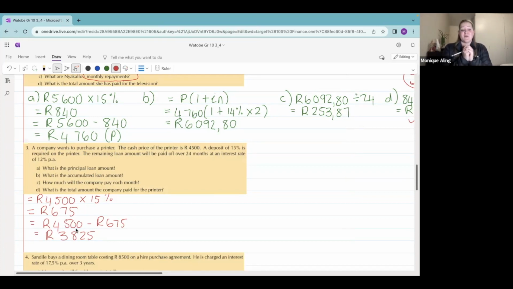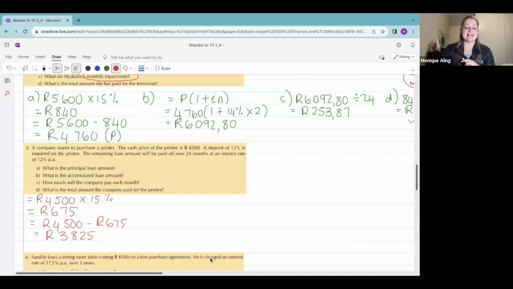Okay, so for A, we've just got the principal amount. Thank you, Namisile. Now that means we can work out B. What is the accumulated loan amount? So we know how much the loan is currently. It's 3,825. How do we work out the accumulated loan amount? We now need to add interest.